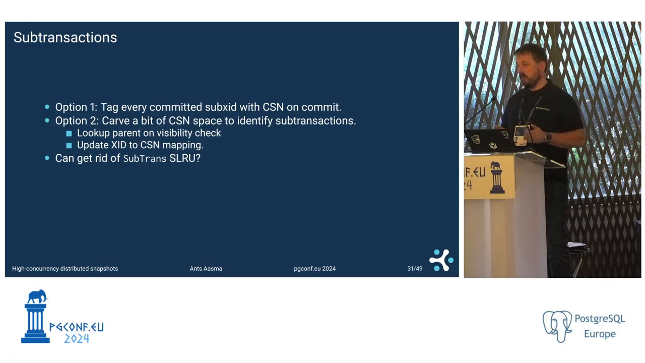We have some special values that identify that this XID is a subtransaction. So within the visibility check, when we see that the CSN value we looked up is actually a subtransaction, we know that for this row we have to go and look at the parent. And because the CSN values are big enough, we can easily fit the actual XID value in them, so we don't have to do a subtrans lookup. We can skip all of this subtransaction SLRU stuff.